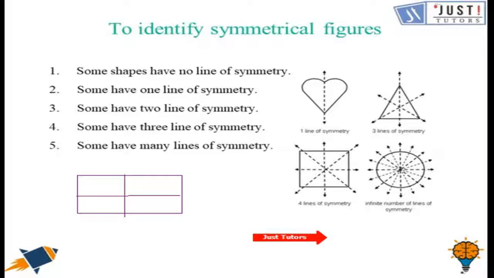So in simple words, a regular polygon of n sides will have n lines of symmetry. For example, a regular triangle, which is an equilateral triangle, will have three lines of symmetry because it has three sides. A four-sided regular polygon, which is a square, will have four lines of symmetry. And a regular pentagon will have five lines of symmetry.